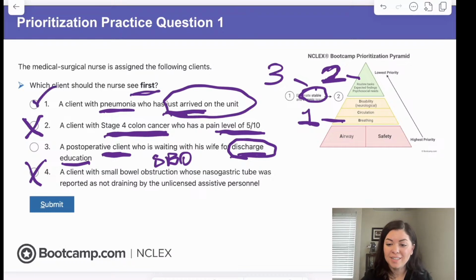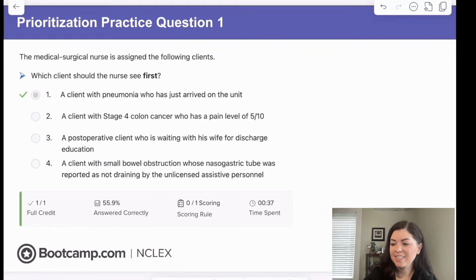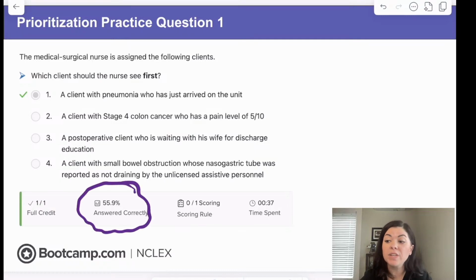So you guys are right on target. So let's see if we got it right, and we did. And if you did, I want you to note you're doing pretty well because about 55% of students that practiced this question got it correct. So great job, guys.